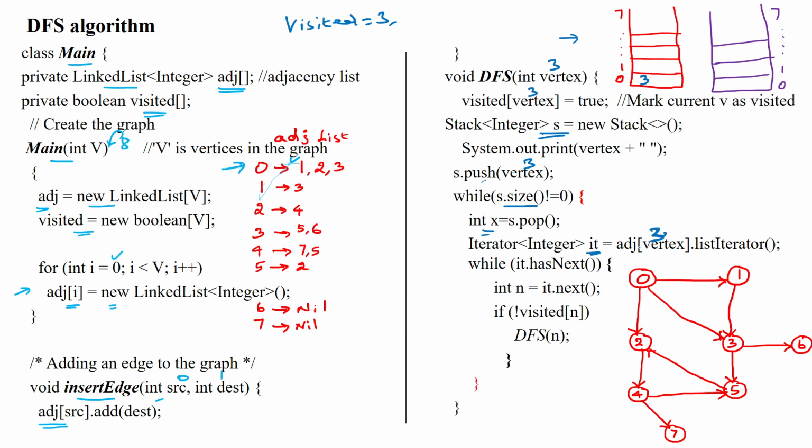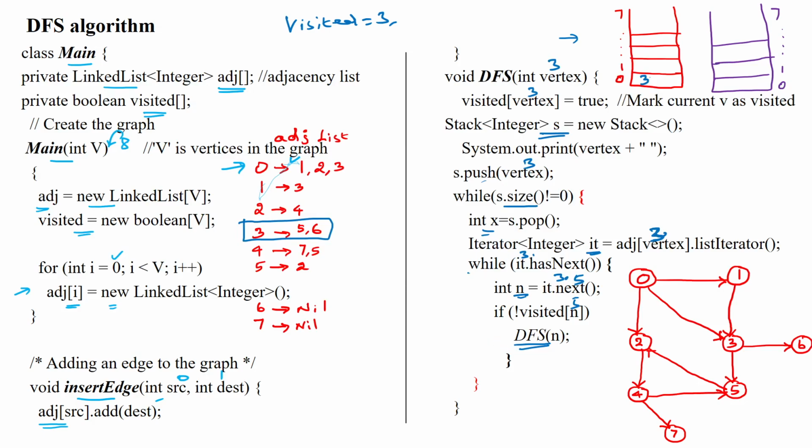What are the elements available? Here 3 has 5 comma 6. Now 3 dot has next is true, so it dot next, 3 dot next, is 5. So 5 is assigned into n. Here 5 is not visited, which is true, so DFS is called now.